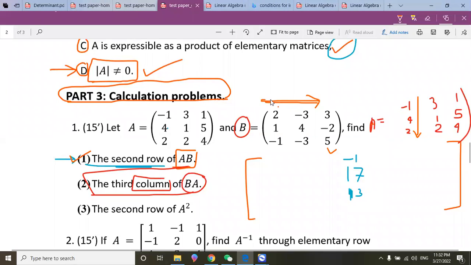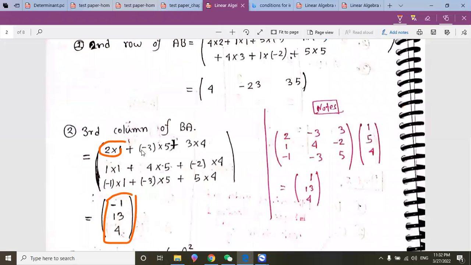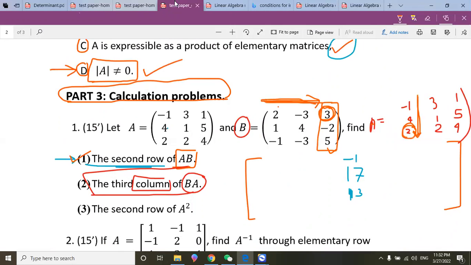So let's see, our general formula was we go from left to right and we go from top to bottom, right? But we just need to find the third column. So for this reason, this entry will be multiplied with this number, right? So let me show you here. 2 multiply 1. So 2 multiply 1.